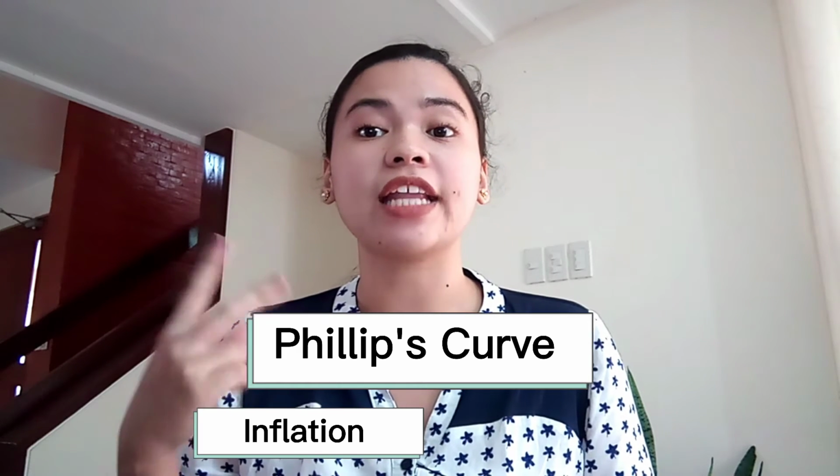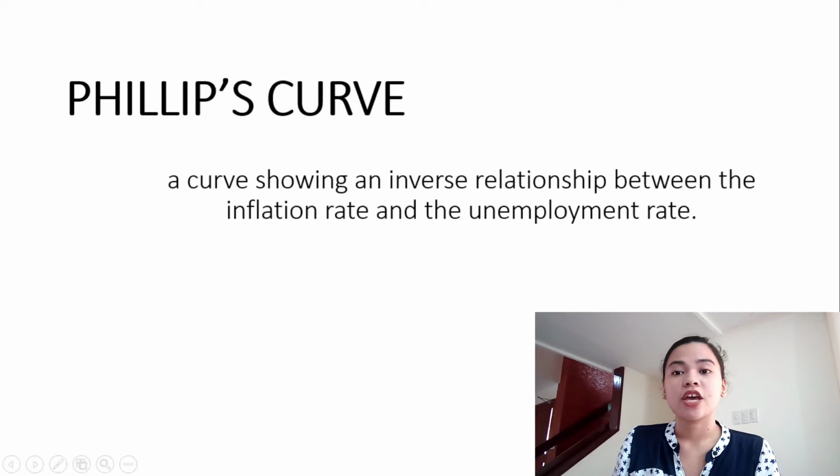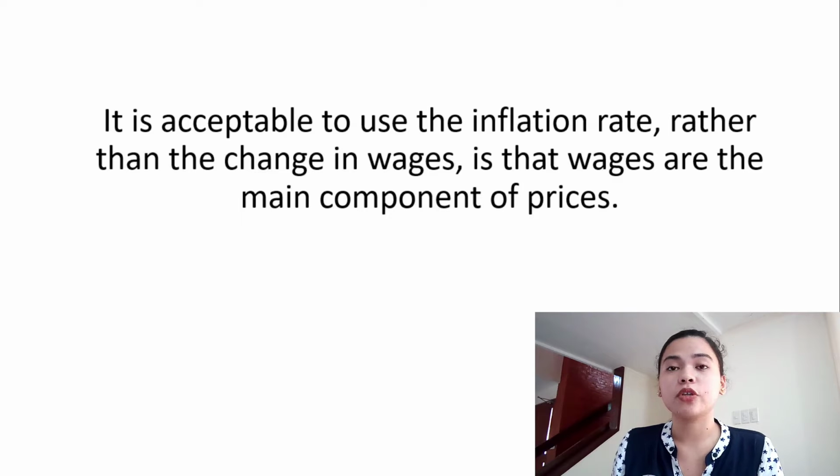The Phillips curve traces the relationship between two of the greatest problems of economies everywhere, inflation and unemployment. The Phillips curve is a curve showing an inverse relationship between the inflation rate and the unemployment rate. The reason it is acceptable to use the inflation rate rather than the change in wages is that wages are the main component of prices.